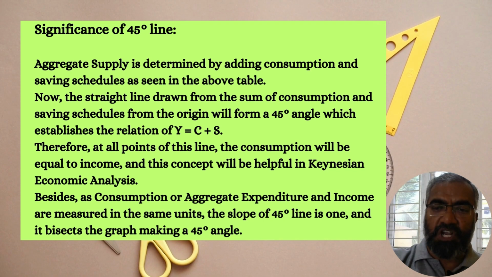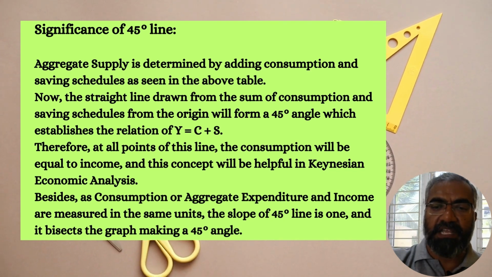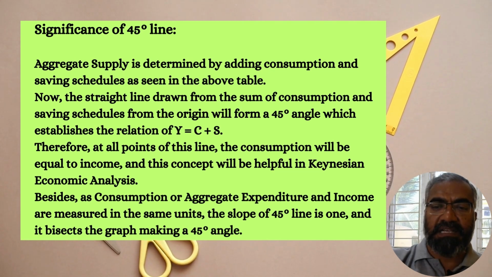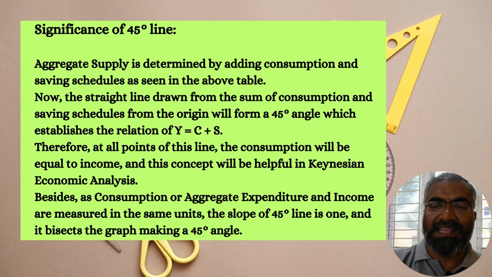Besides, as consumption or aggregate expenditure and income are measured in the same units, the slope of the 45-degree line is 1 and it bisects the graph, making a 45-degree angle.